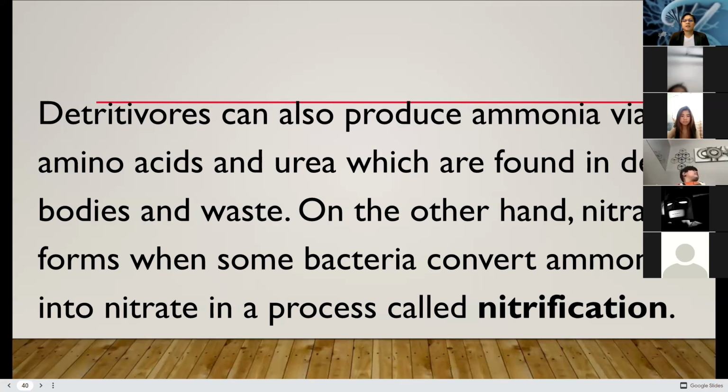On the other hand, nitrate forms when some bacteria convert ammonia into nitrate in the process called nitrification. Nitrification now plays a vital role. Why? Because plants need nitrates and nitrites in order to perform also their metabolic processes. These will now be absorbed by the plants, and again, we usually consume this after.